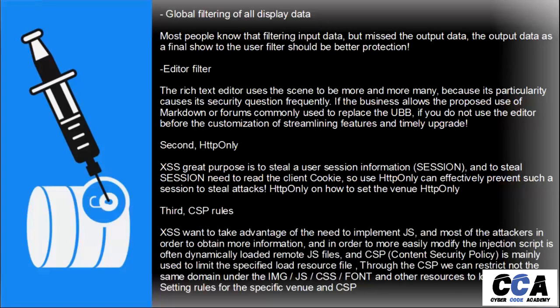Third, CSP rule. XSS needs to execute JavaScript, and most attackers, in order to obtain more information and to more easily modify the injected script, often dynamically load remote .js files. CSP, that is content security policy, is mainly used to limit the loading of specified resource files. Through CSP, we can restrict the images, JavaScript, CSS, fonts and other resources loaded from different domains, setting rules for specific sites.